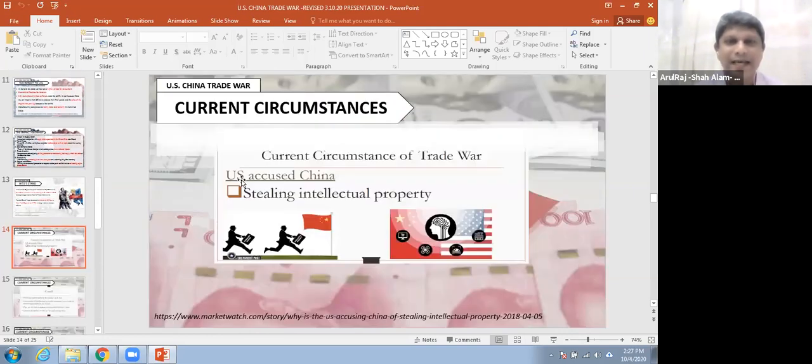Next. Okay, the current circumstances, of course, are the stealing of intellectual property. The US always claims that China has stolen their intellectual property, like artificial intelligence, whereby Chinese companies do joint venture companies in the US. Along the way, they took up lots of information and data, which the US feels and claims they have misused for China's gain.